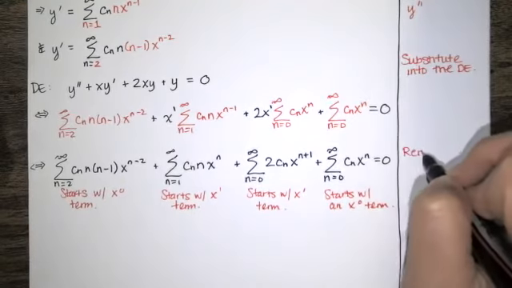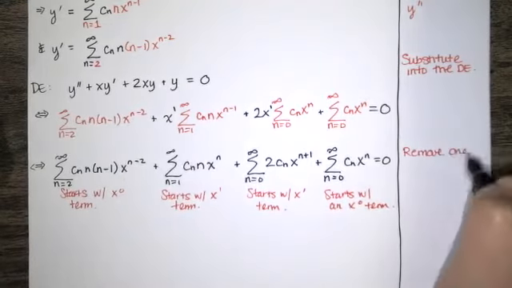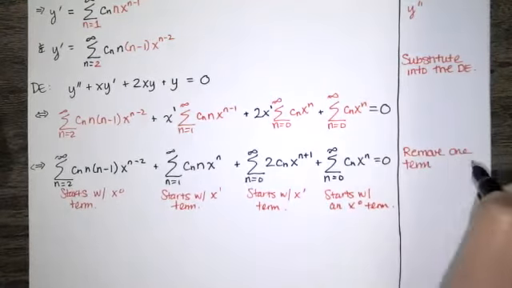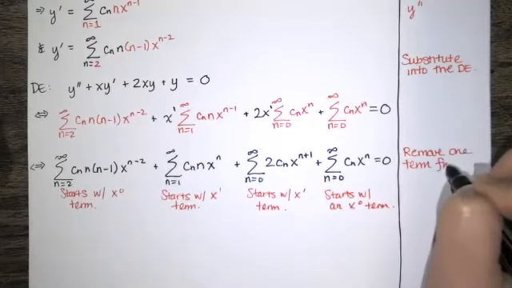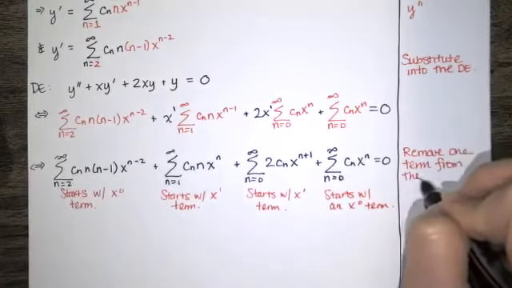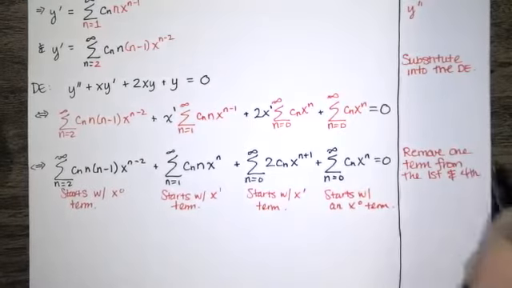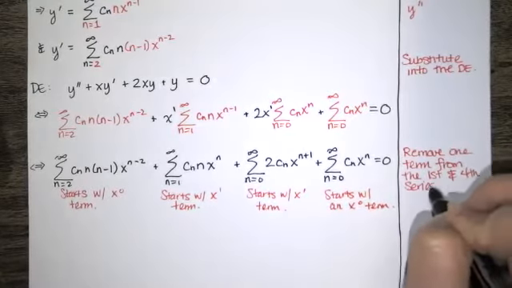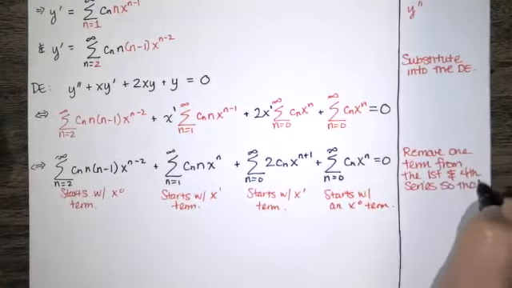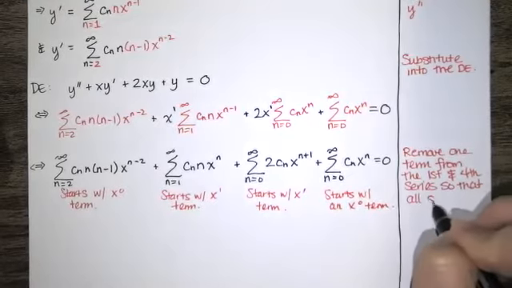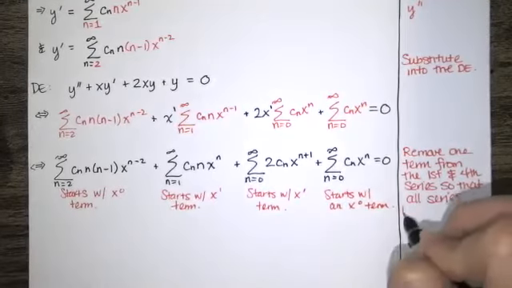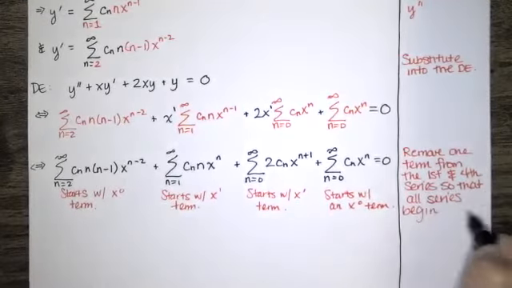So we're going to remove one term from the first series and the fourth series, so that all series begin with an x to the first term.